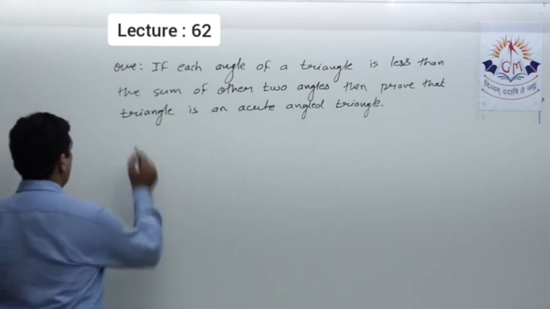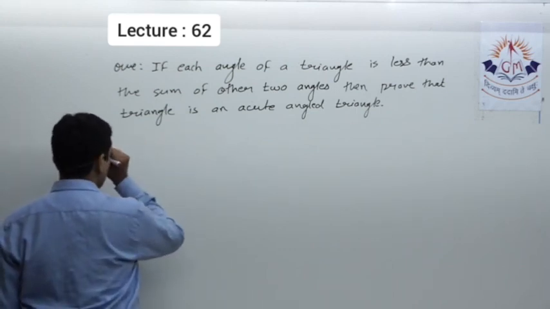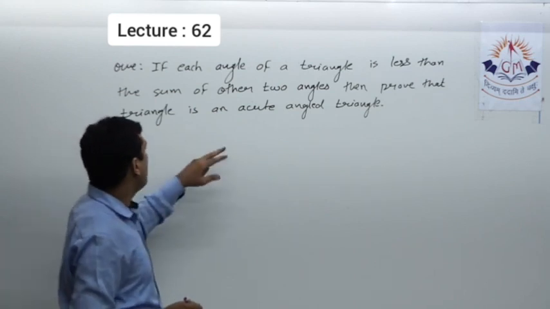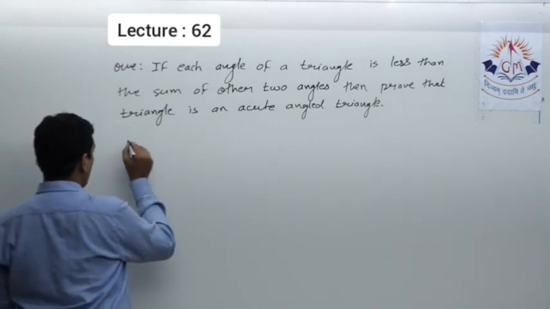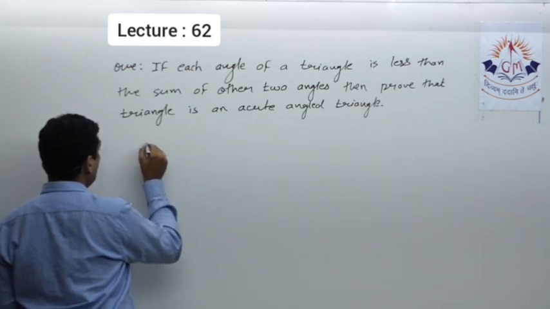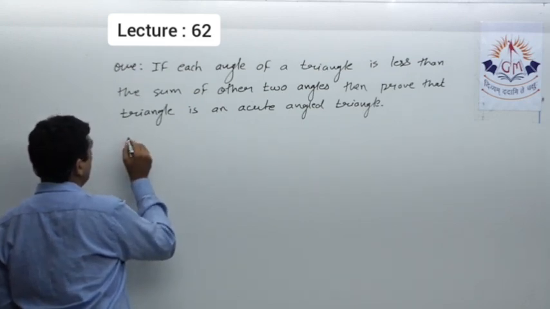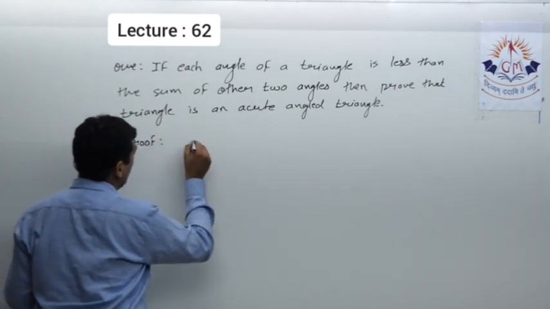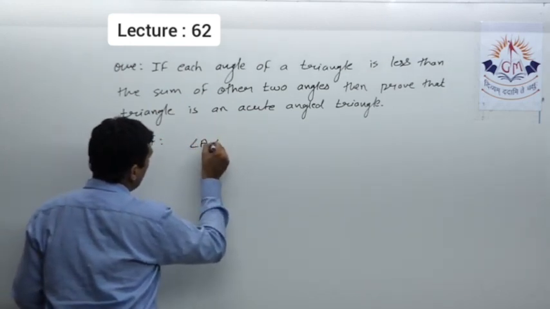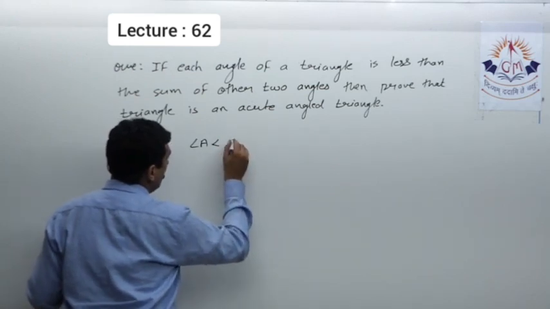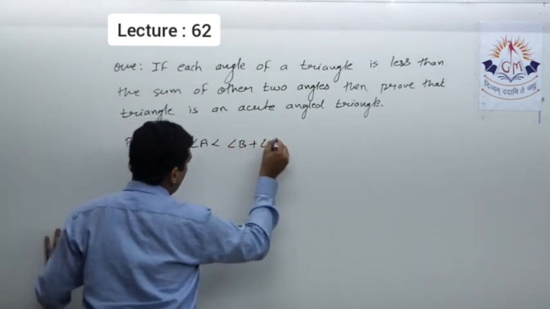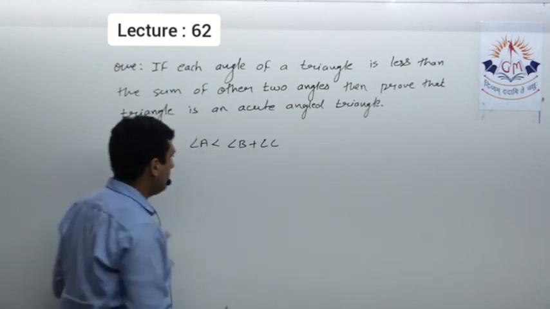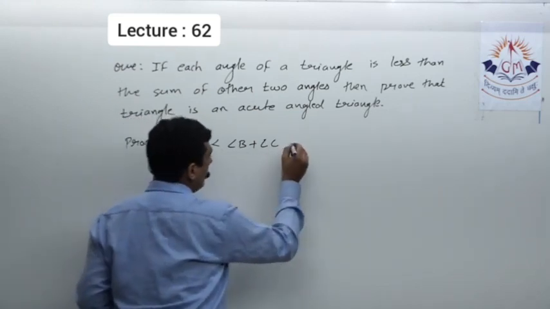Okay, now let us see its solution. See, it is given that each angle is less than the sum of the remaining two. So, its proof: it is given angle A is less than angle B plus angle C. Okay, each angle is less than the sum of the remaining two. A is less than B plus C.